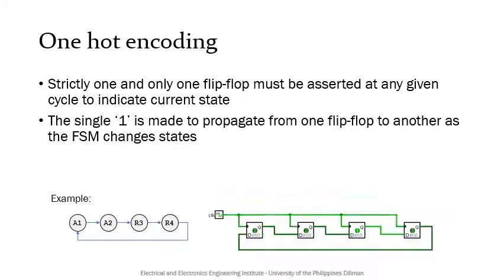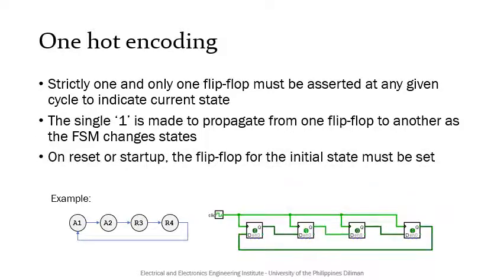Again, in one-hot encoding, strictly one and only one flip-flop must be asserted at any given cycle to indicate the current state. The single one is made to propagate from one flip-flop to another as the FSM changes states. This is shown in our example below, where the one is being passed from one flip-flop to the next every clock cycle. However, to ensure proper operation, the flip-flop for the initial state must be given the active one on reset or startup. In our case, we must make sure that before we start operation, the flip-flop for state A1 has the lone 1.